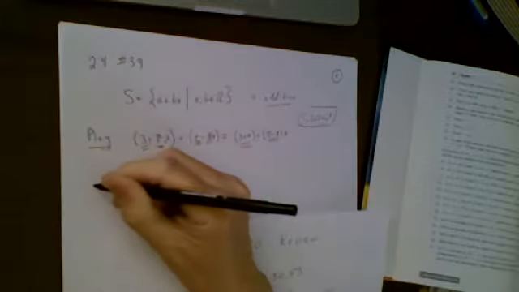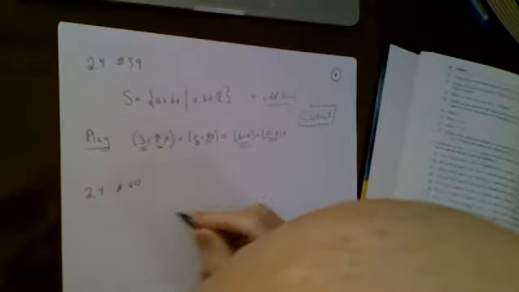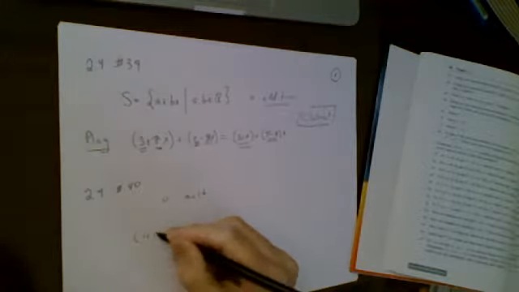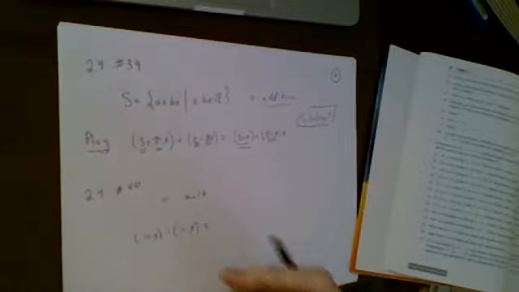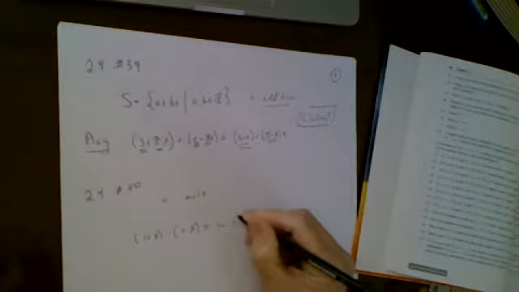Next one is number 40. For number 40, we're looking at the same exact set, except in this case, the circle operation is multiplication. Well, again, let's just sort of play. Suppose we took 1 plus x times 1 minus x. Again, this is just one example. But when we multiply, we get 1 minus x squared.